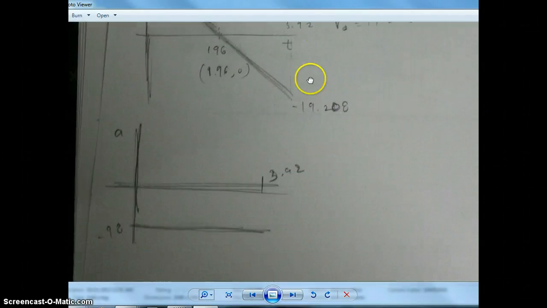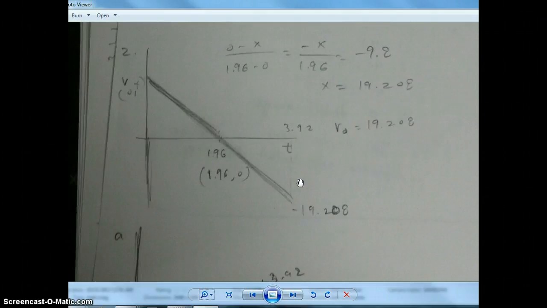So this is the peak. That's why I made this coordinate point (1.96, 0), because velocity is 0 at this time, and then this is supposed to be an x because we don't know the initial velocity yet. All we know is that (0 minus x) over (1.96 minus 0) equals negative x over 1.96 equals negative 9.8. Slope is acceleration. So I'll be able to do number 2, slope being velocity and acceleration.